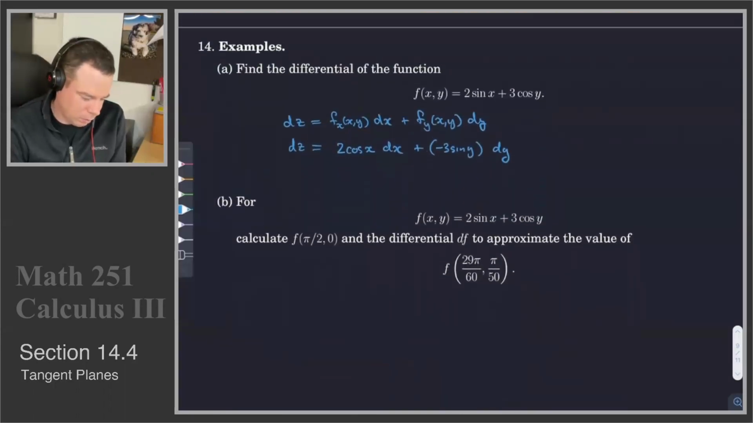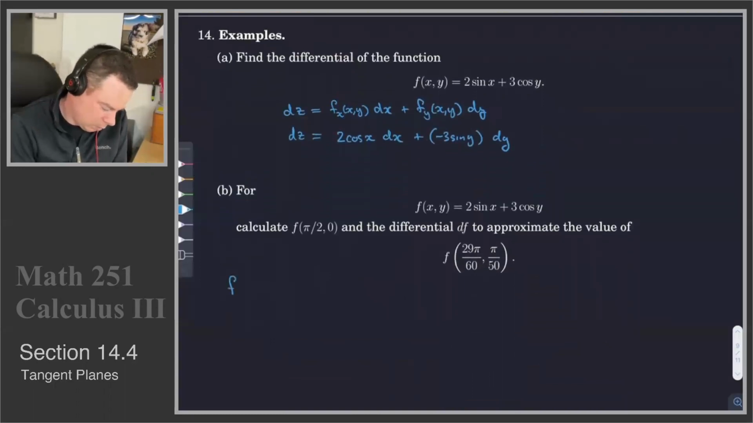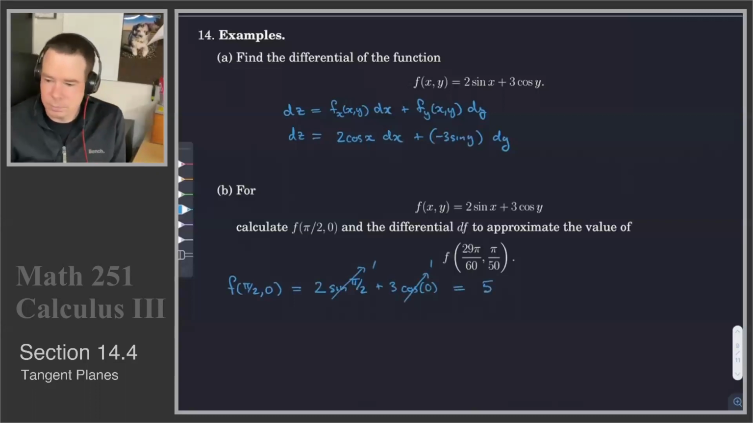Okay, so let's see how we can use this. For the function in question that we've been working with, let's calculate f of pi by 2 and 0. So that's going to be 2 sine pi by 2 plus 3 cos of 0. Sine of pi by 2 is 1. Cos of 0 is also 1. So this has a value of 5.